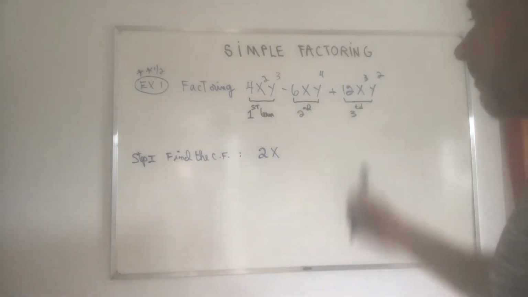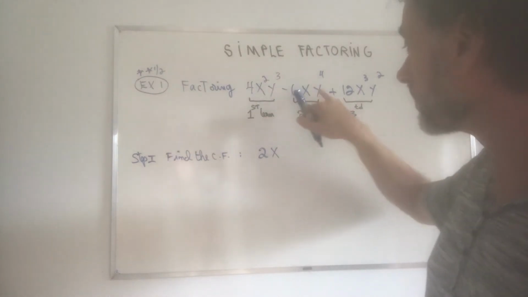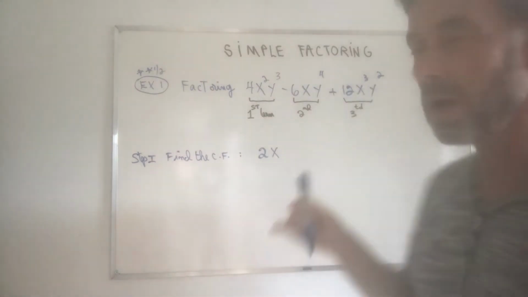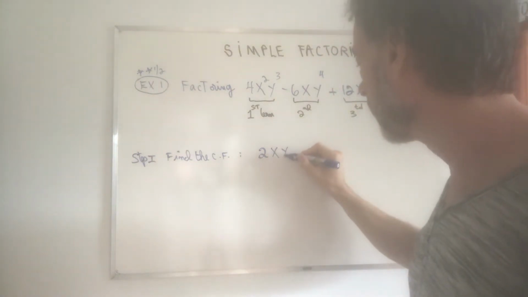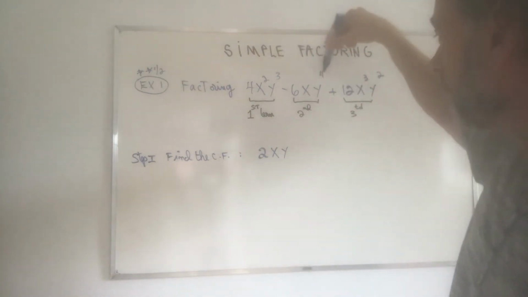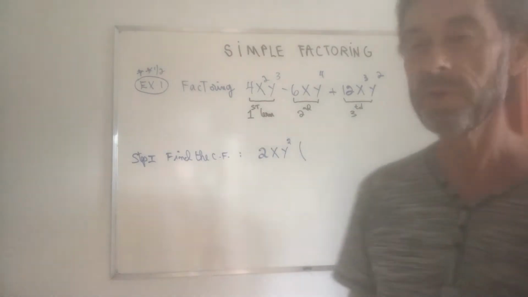That's part of my common factor. Now, what about the y? Can I take out a y? First of all, yes I can, because the first term has a y, the second term has a y, the third term has a y. Let's take out a y. What's going to be the power? The power of y is going to be the smallest of 3, 4, and 2. That is your common factor.